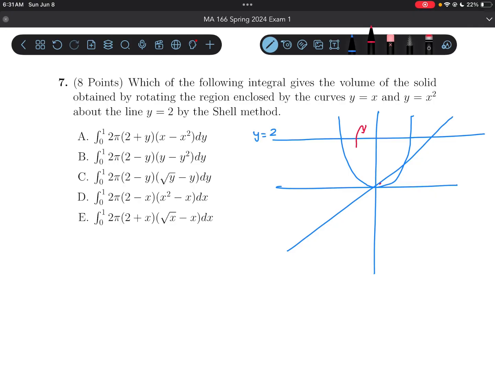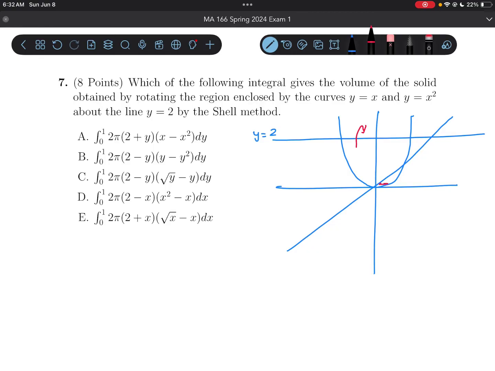Okay, so next thing to discuss is what is the shell method. The shell method tells us that we can think of our solid as a bunch of cylinders that are stacked on top of each other. So we consider them as a bunch of cylinders, and then we find the surface area of each cylinder and then we add it up.